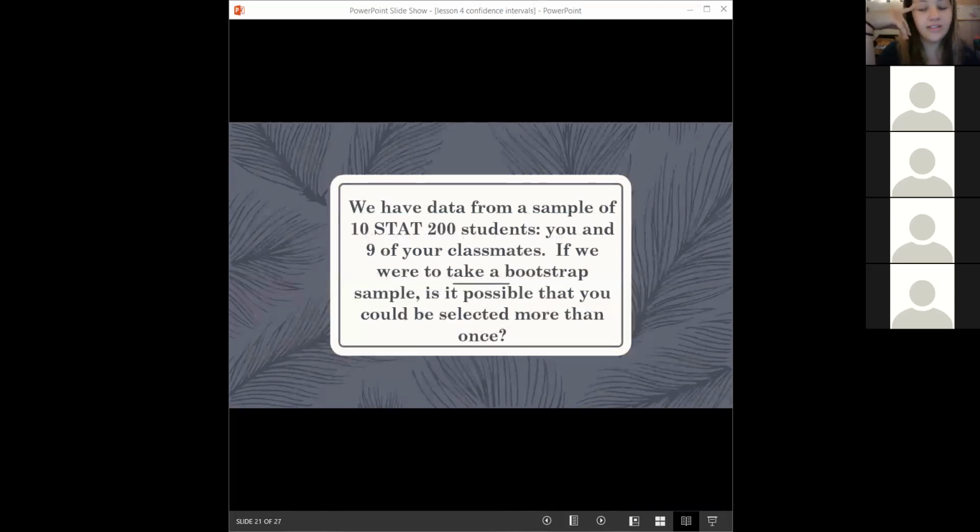You guys are absolutely correct. So this is correct because remember with bootstraps, you're able to draw with replacement. So the same individual can be selected more than once.